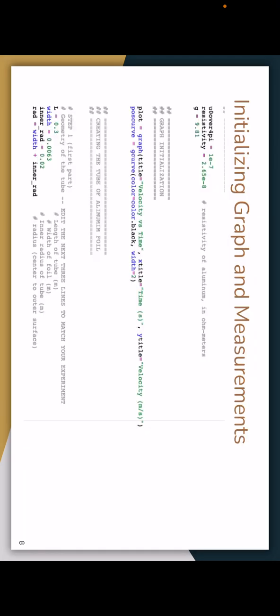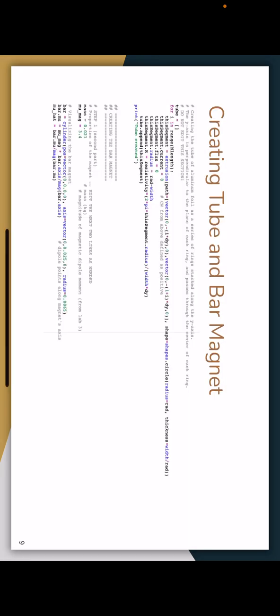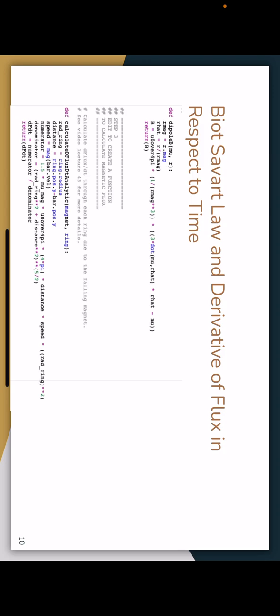So for the simulation, this is the code that creates the graph and gets the measurements. And then this is the code that creates the tube and the bar magnet. And then this is the code that calculates the derivative of flux, the analytic solution here. That function is shown below. And then this is creating the simulation. The code results are shown here, which is the velocity versus time, and it takes 1.653 seconds in the simulation.